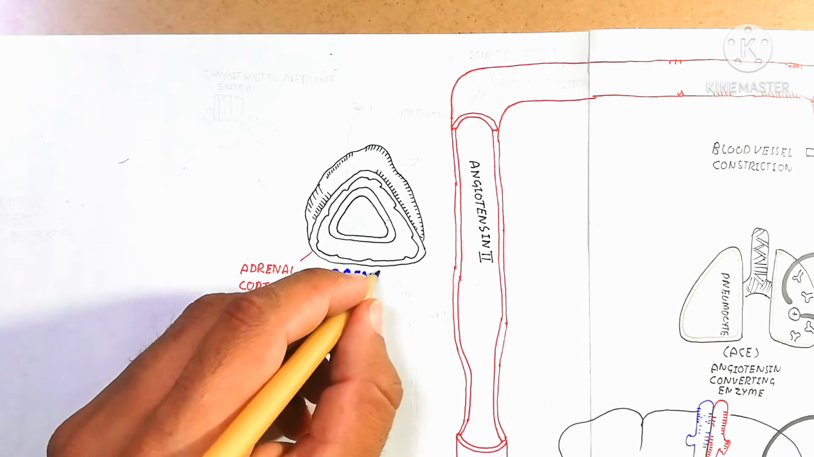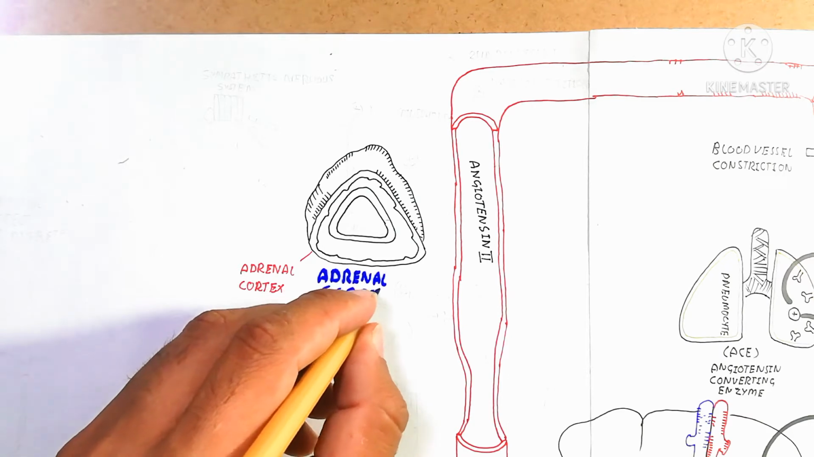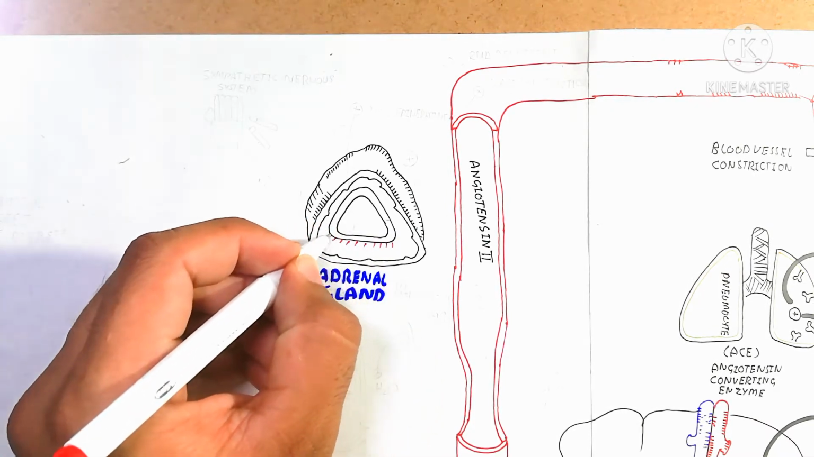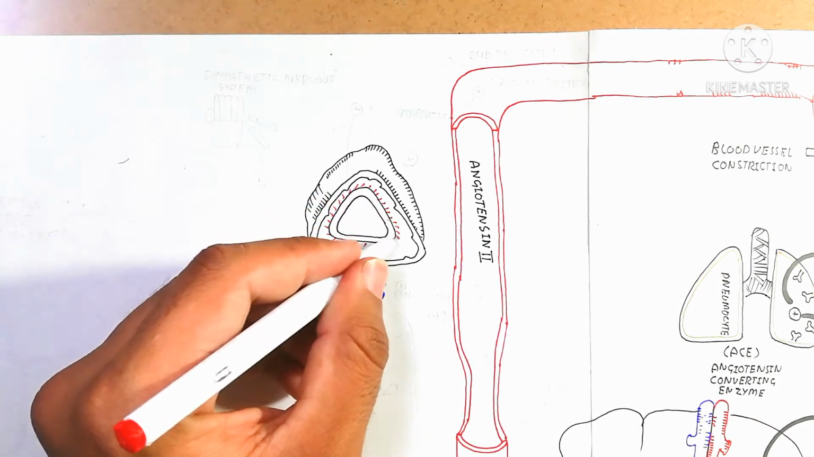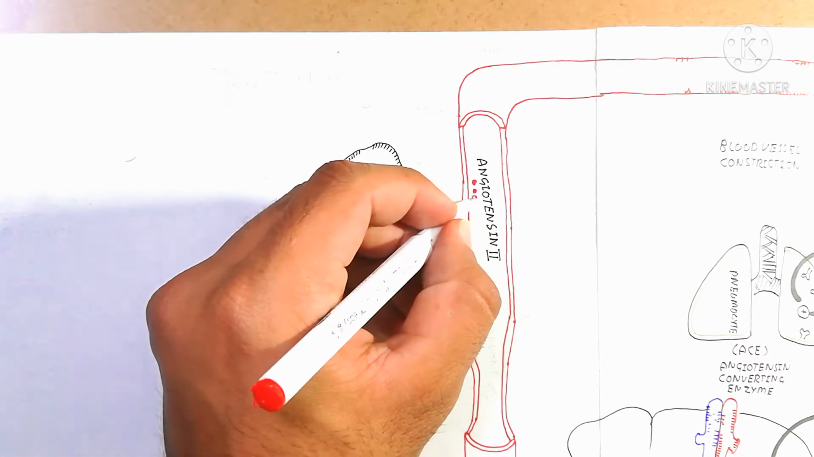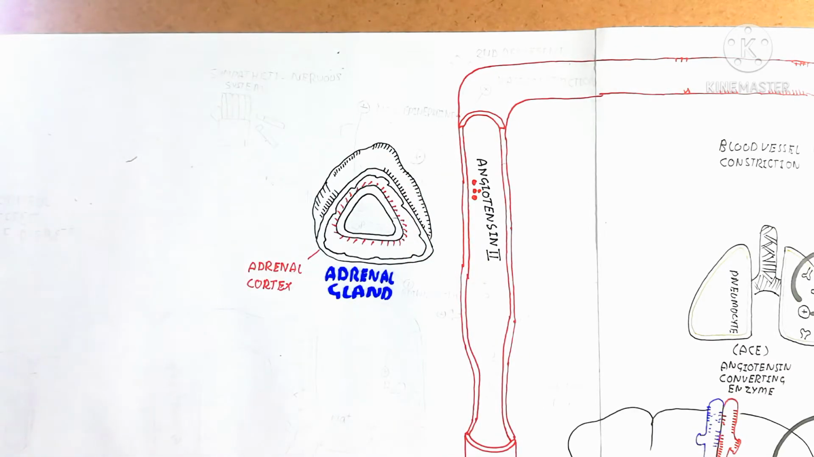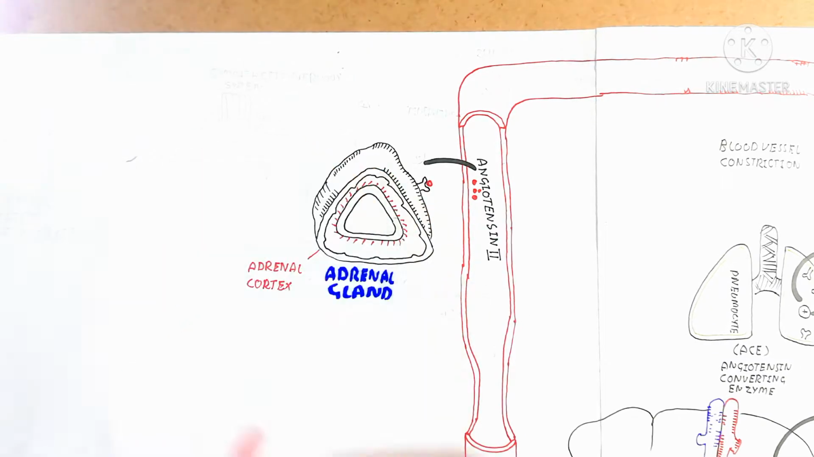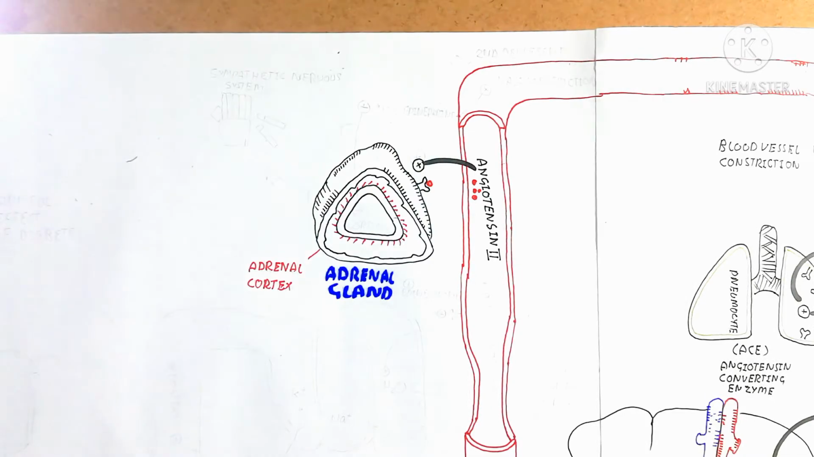So that we are understanding the angiotensin system. Please focus on the angiotensin system, how it works. Here is the adrenal gland which contains a medulla and cortex. So the vasoconstriction will occur. During the vasoconstriction, here is the angiotensin 2. This angiotensin 2 works as a ligand, and it attaches to the cortex of the adrenal gland, and this cortex of the adrenal gland releases the aldosterone.